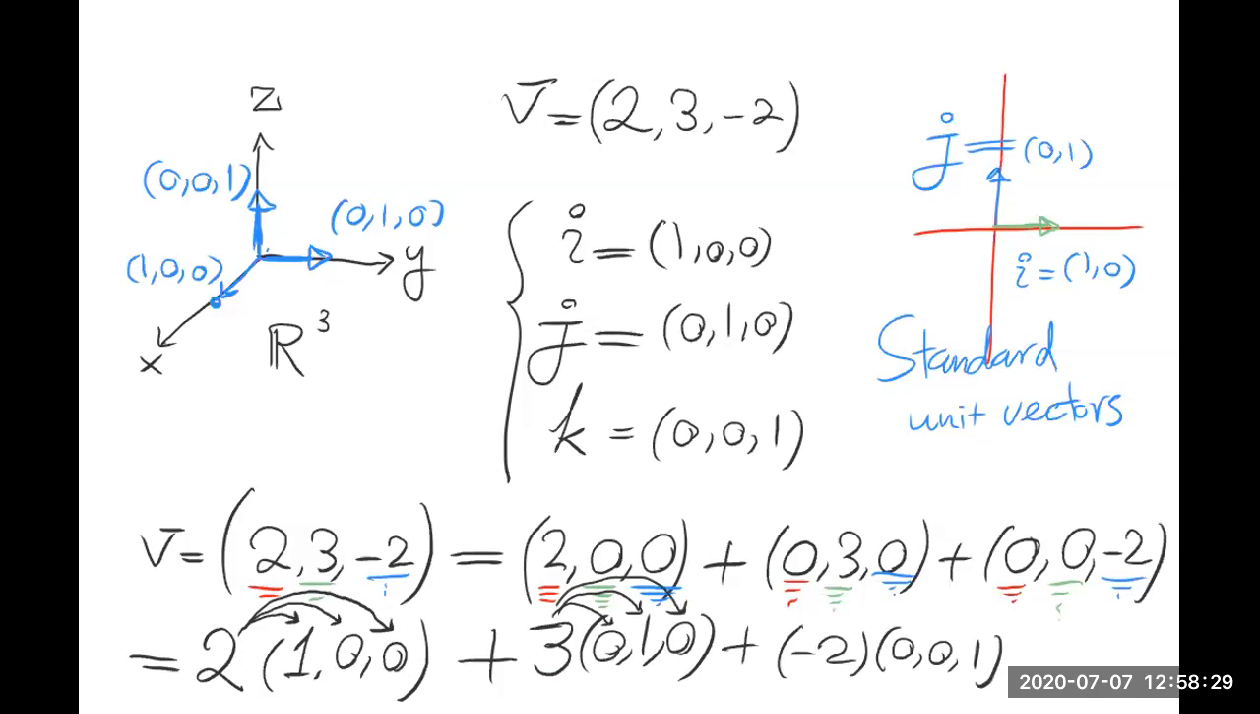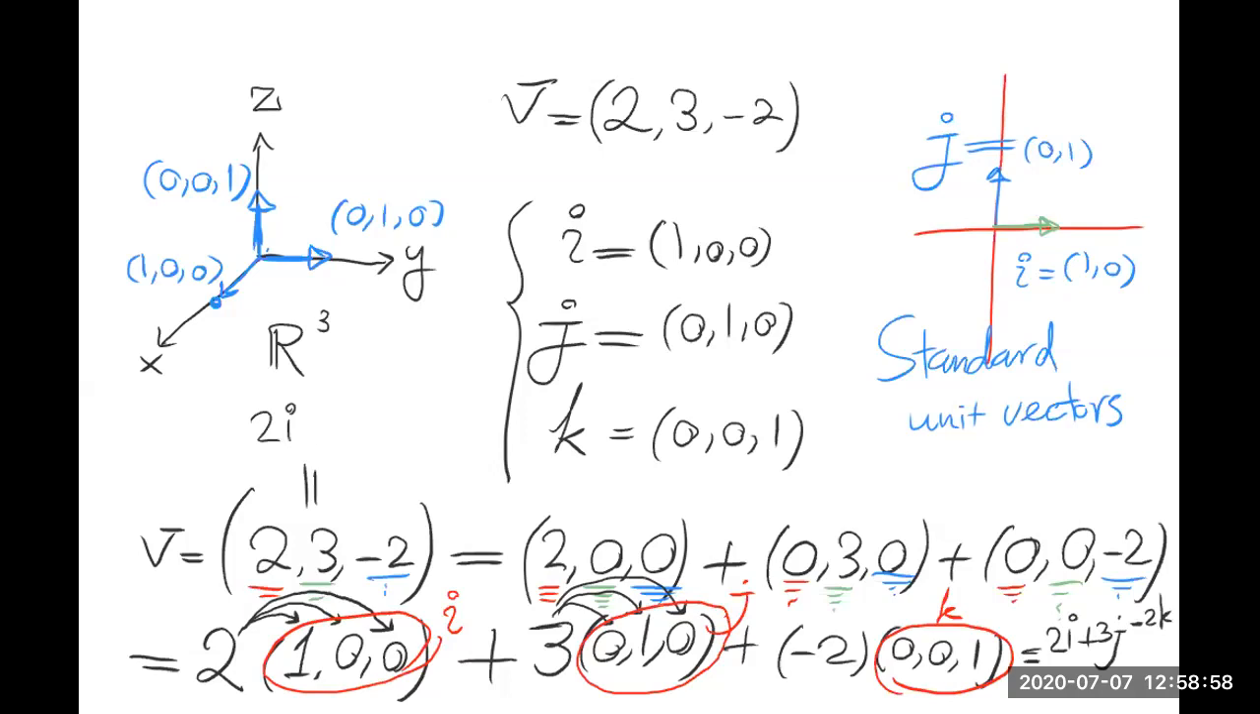Same thing. Now, this first one, 1, 0, 0, we showed with I. The second one, 0, 1, 0, we showed with J. And the last one, 0, 0, 1, we showed with K, right? So this is equal to 2I plus 3J minus 2K. So I can write this vector 2, 3, -2 as 2I plus 3J minus 2K. That's another way of writing vectors in three-dimensional space.